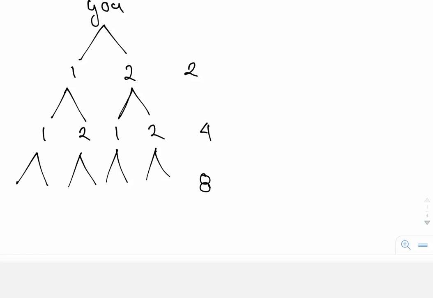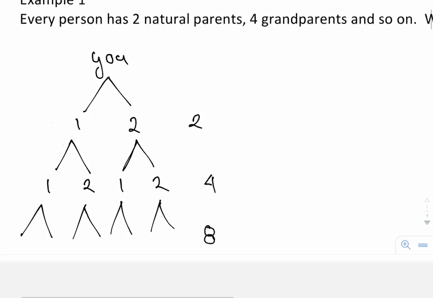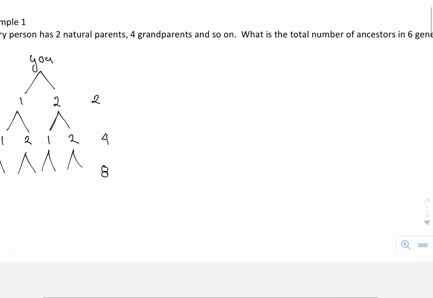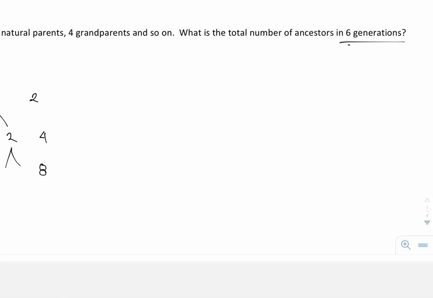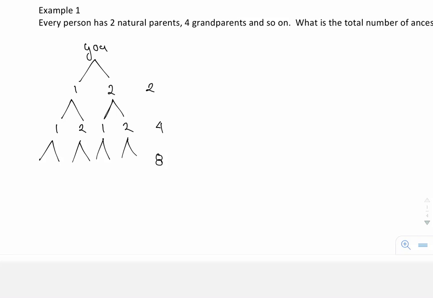So we want to find out how many ancestors you'd have after 6 generations. Okay, 6 generations. That's what this question asks. So you would be the current generation. This would be the second generation, the third generation, 4, 5, and 6 back.